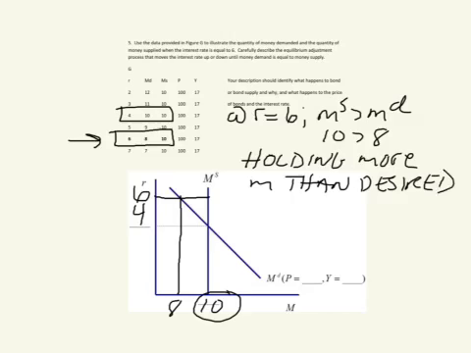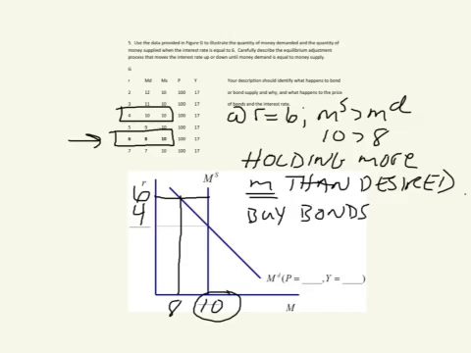Well, if you're holding more money than you desire, then you're going to want to get rid of some of that excess money. How do you get rid of it? Well, the portfolio decision says you allocate your wealth across money and bonds. So what you could do is buy bonds. You're holding more M than desired, so buy bonds.